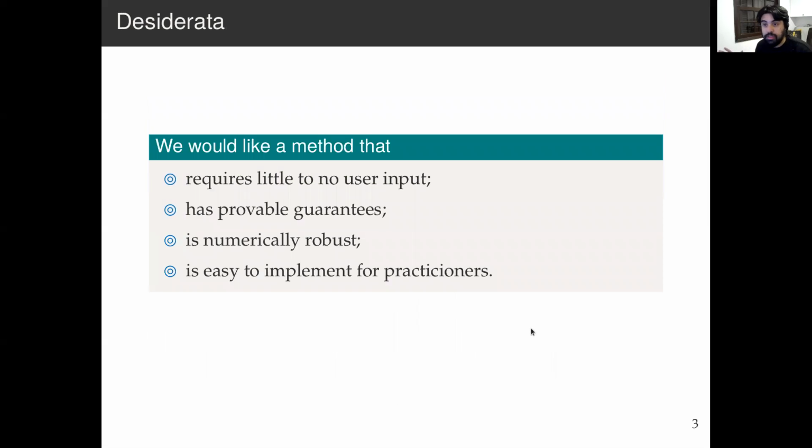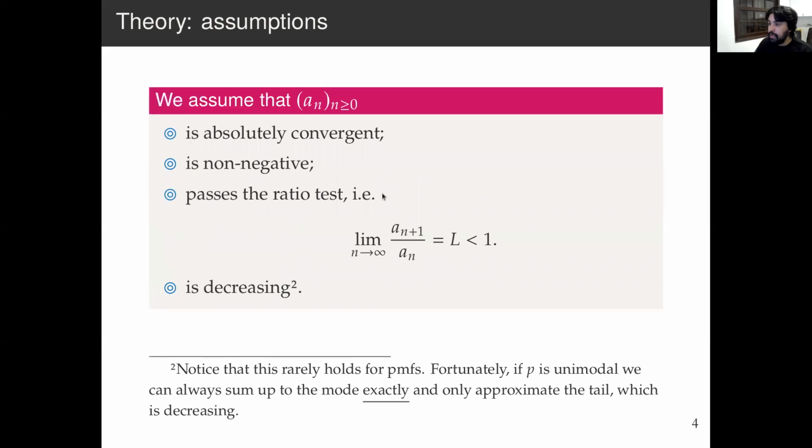So what is our list of desires? We would like to have little or no user input. We'd like to have provable guarantees. So when doing our truncation, we'd like to guarantee things mathematically. And we would like a numerically robust technique or method, and that it would be easy for practitioners to implement. This is not necessarily excluding what I said first.